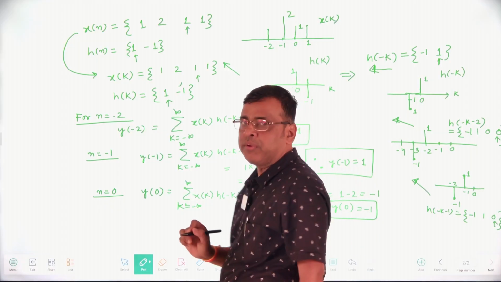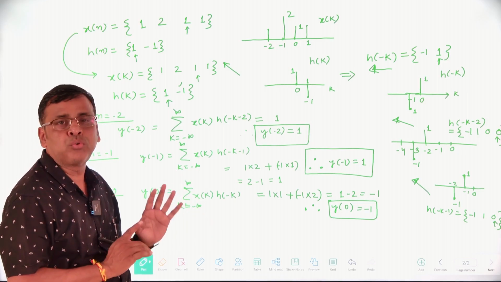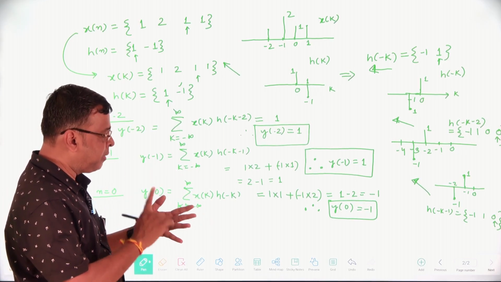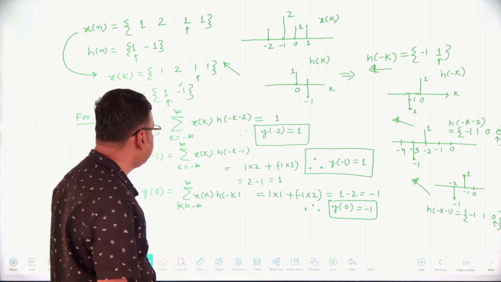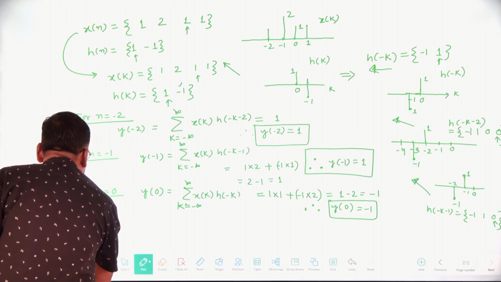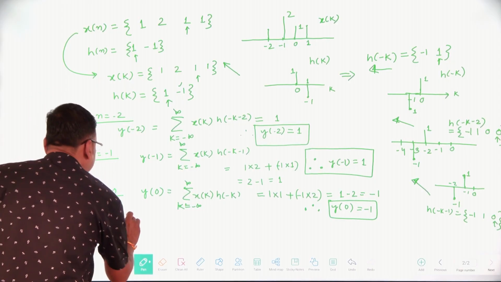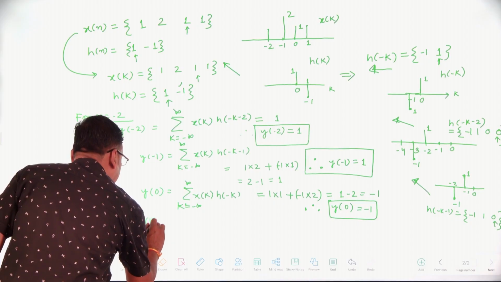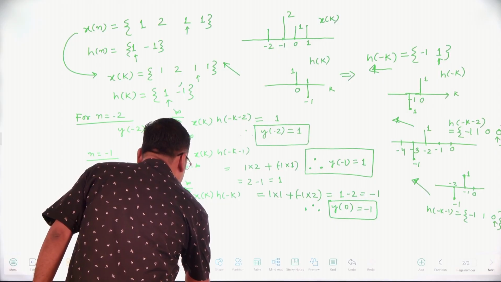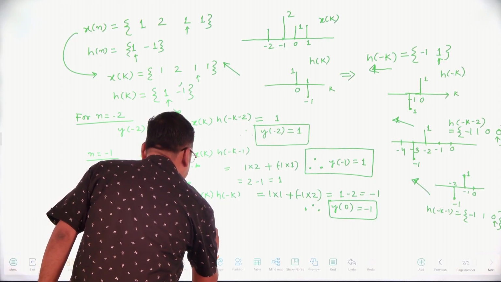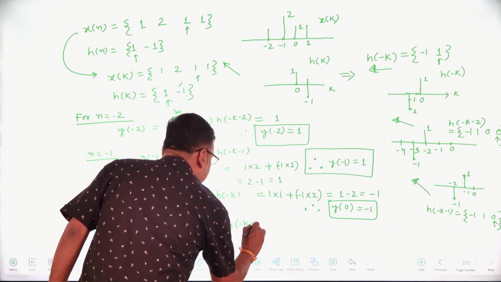So already we have completed for different values of n. Our n varies from minus 2 to 2, so minus 2, minus 1, 0 we have already evaluated. Then come to n equal to 1. For n equal to 1, that is your y of 1. So y of 1 equal to the summation over k from minus infinity to infinity of x of k into h of minus k plus 1.